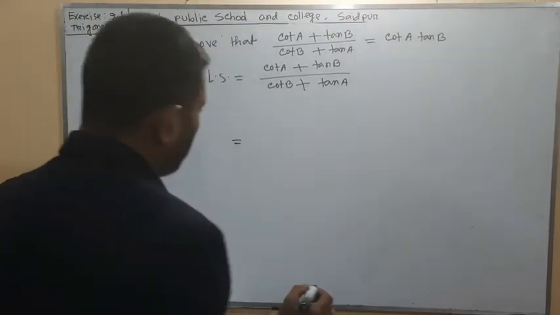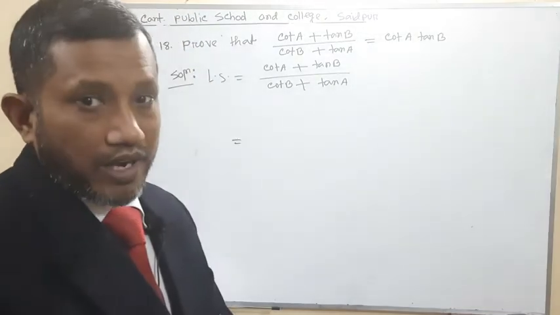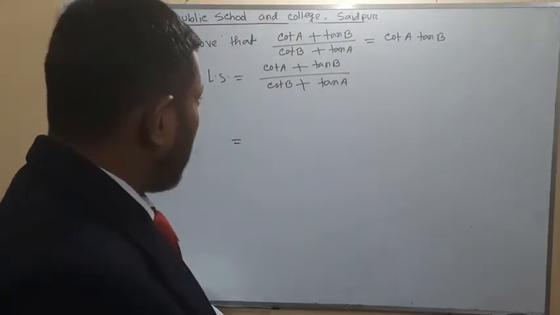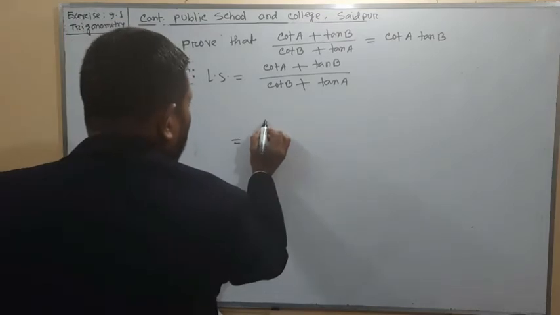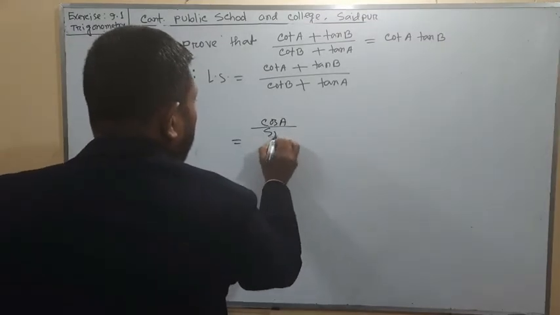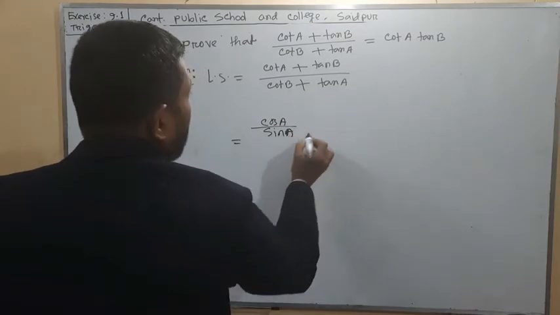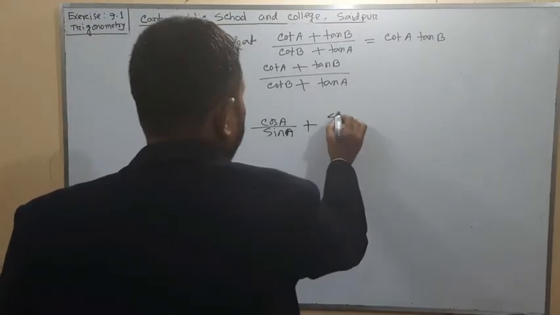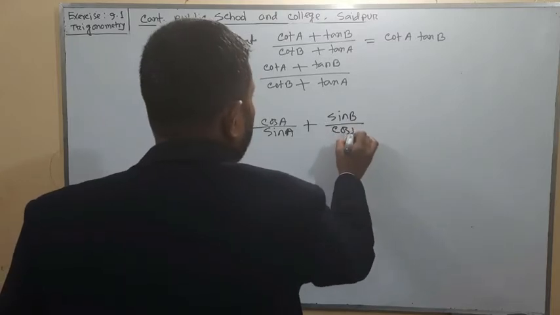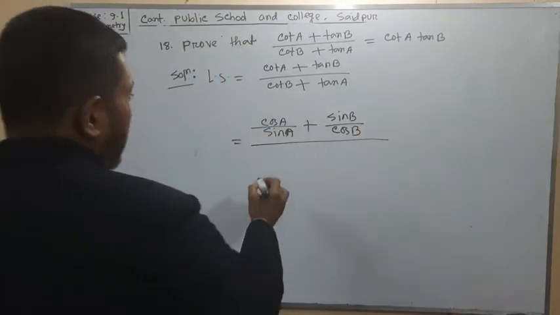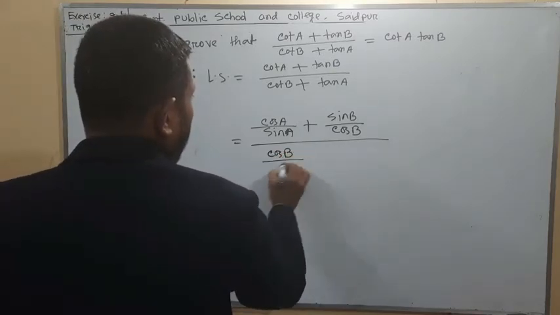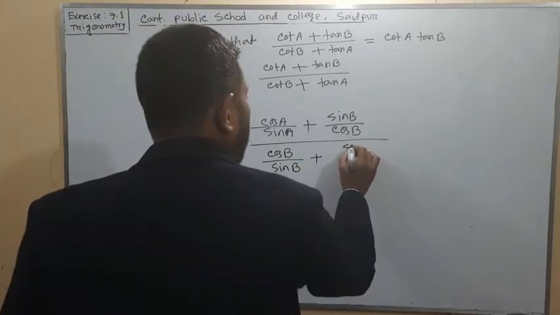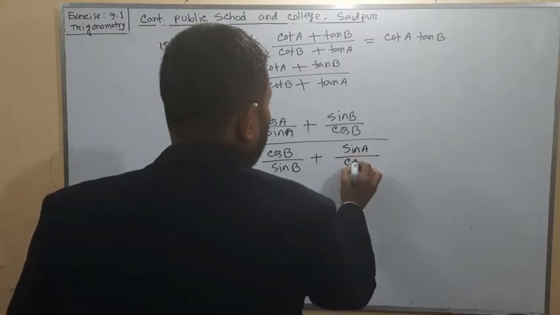Cot A, we know, is equal to 1 by tan A or cos A by sin A. For ease of solving, I am writing cot A is equal to cos A by sin A. Similarly, I'll write tan B. Tan B is equal to sin B by cos B. Cot B will be cos B by sin B. Here tan A is sin A by cos A.